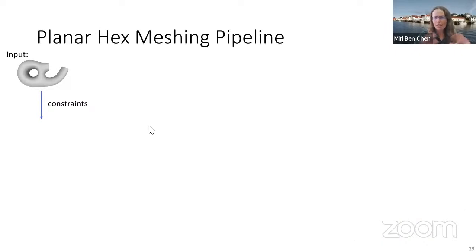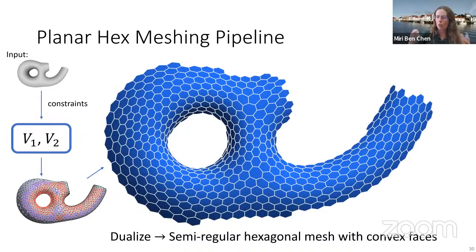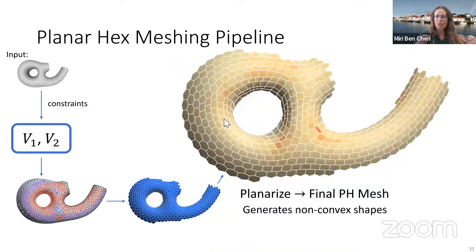Okay, so the final pipeline for doing this planar hexagonal meshing is you get your surface and you define these constraints: I want this to be planar and hexagonal, et cetera, and follow the curvature directions. You optimize and you get this V1, V2. When you pull back your grid to the surface, you end up with this semi-regular triangular mesh, which follows the directions that you prescribed in the beginning and has the correct alignment and anisotropy. Then you dualize, okay? So you replace the semi-regular triangle mesh with a semi-regular hexagonal mesh, which has convex faces. And finally, you planarize each face separately. So this is a repeating iterative process where each hexagon is planarized separately, and this is how the non-convex shapes arise.